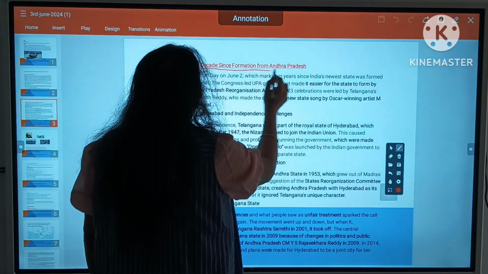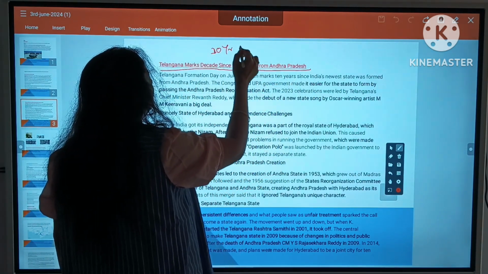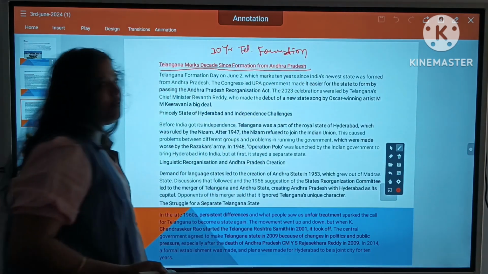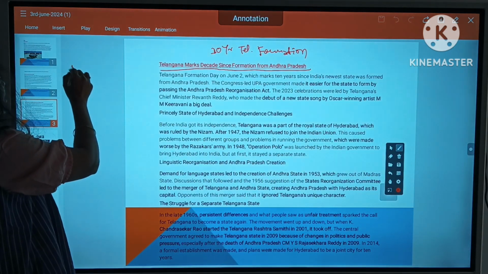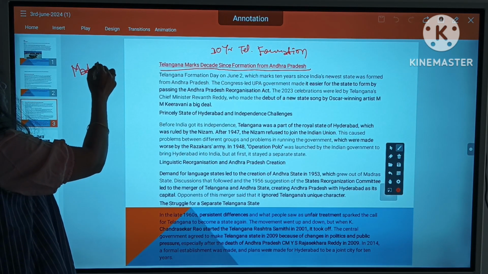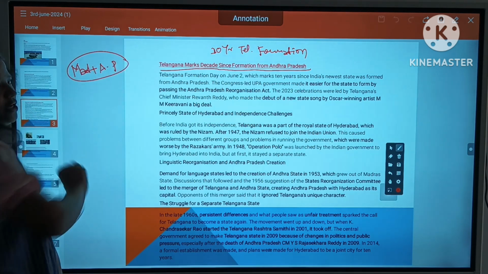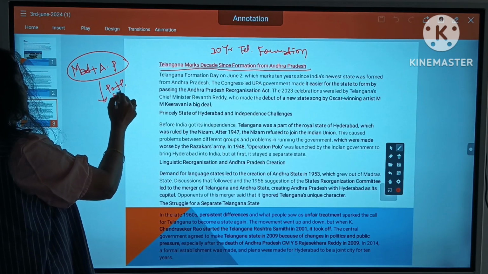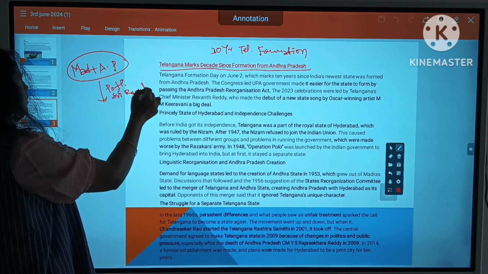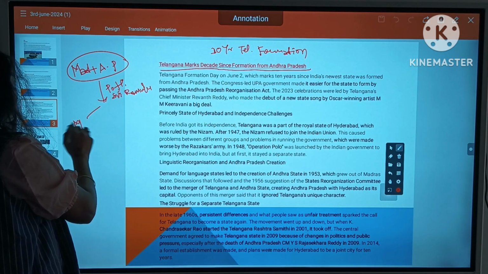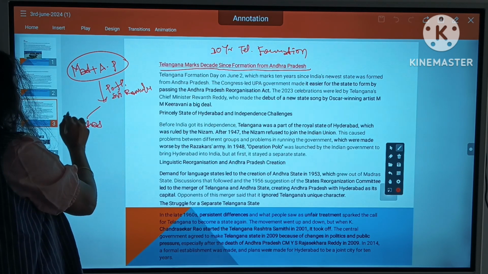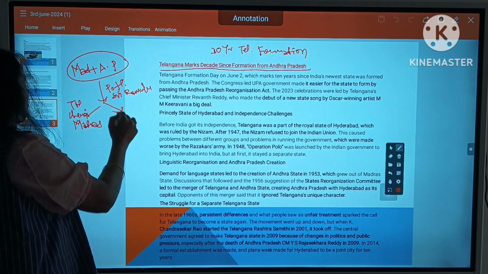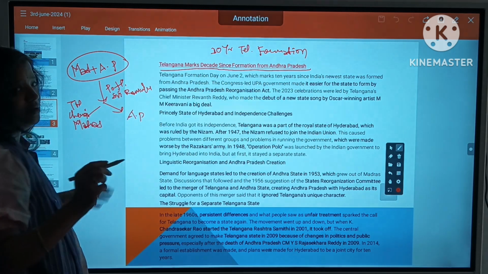Telangana marks decades since formation from Andhra Pradesh. 10 years of Telangana formation. Okay. First of all, if you go to the history, Madras plus Andhra Pradesh, AP, used to be one state. What happened when Potti Sriramulu made an agitation? Madras, which is nowadays Chennai, under Tamil Nadu state. So AP formed as a separate state, Andhra Pradesh.